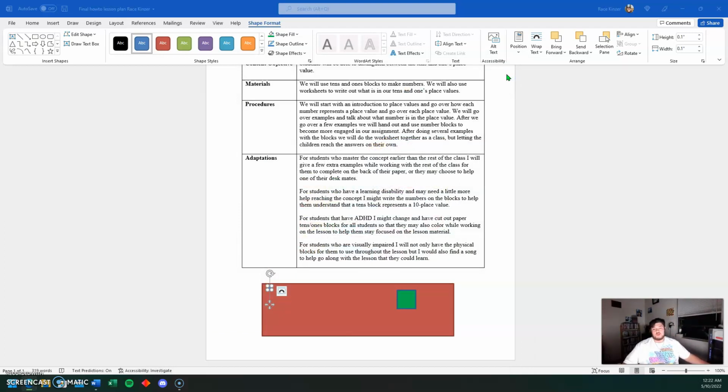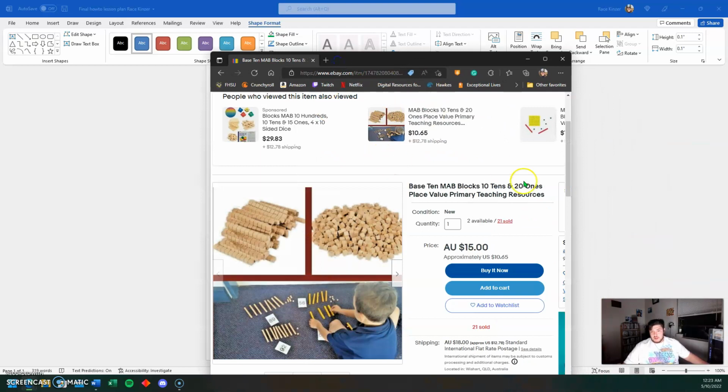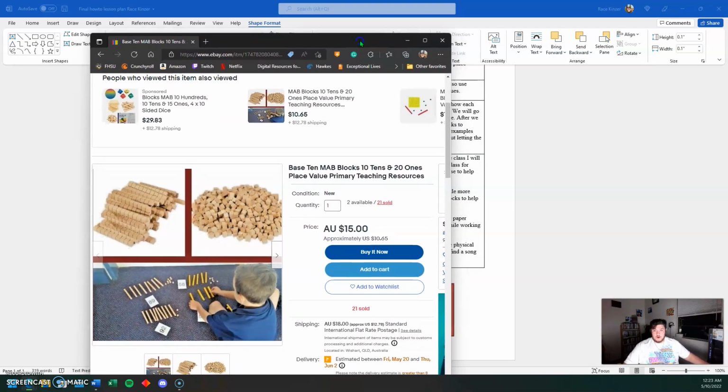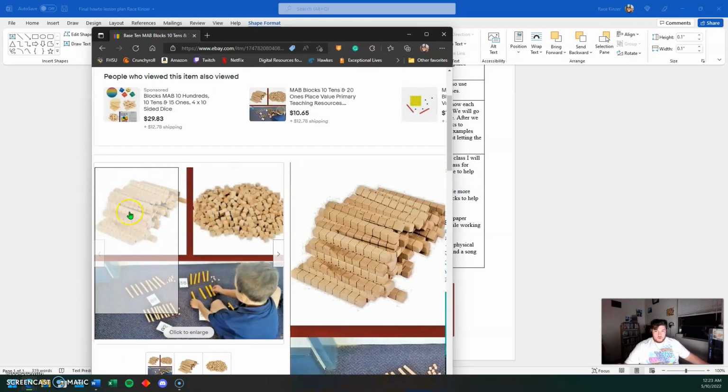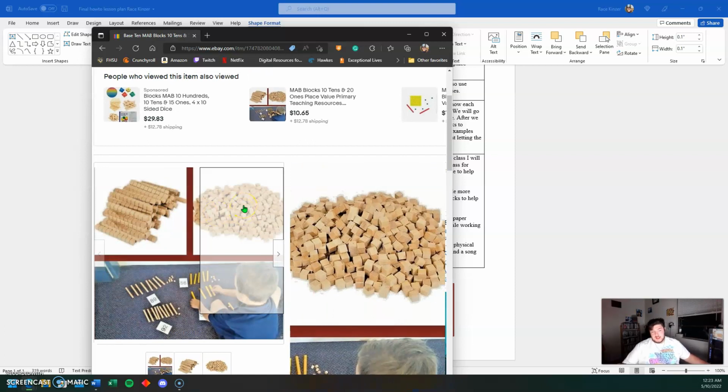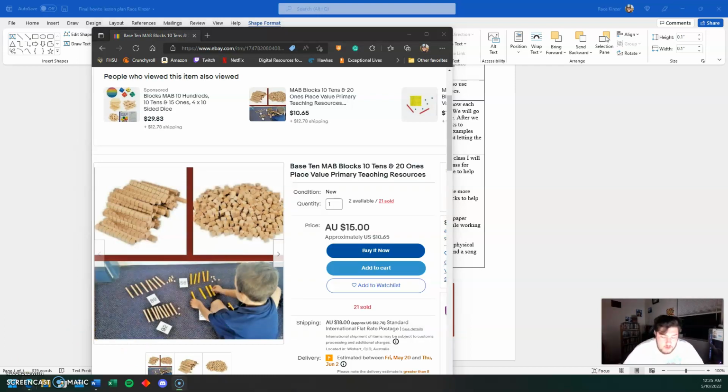For my students who would be visually impaired, they would need physical blocks to count and represent, maybe with different textures. I found this on eBay, so I could order this. I know there's different things that I could order for the students, but this would be a great example of what I could do to help those students that are visually impaired. I could even maybe get some texture on them so they know the difference, or braille on the blocks themselves.